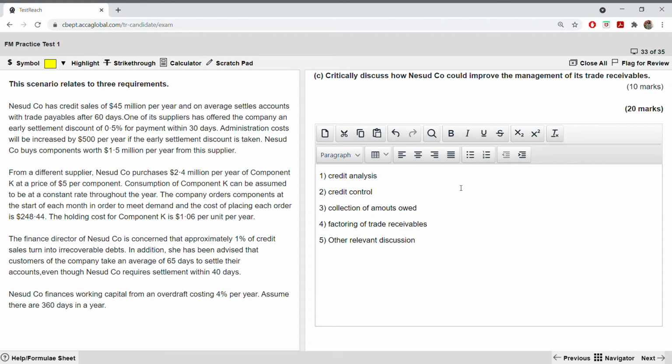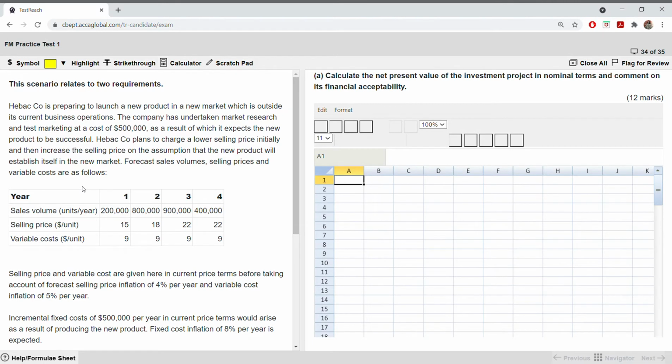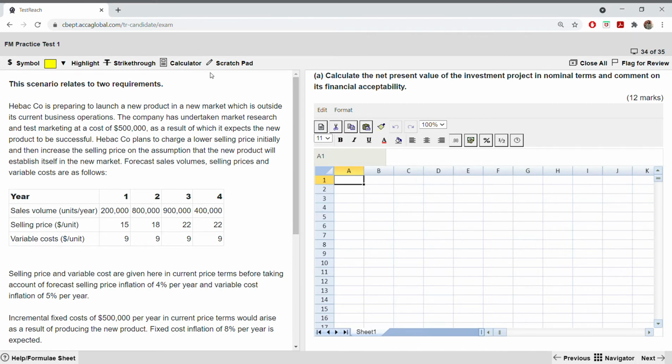Okay, so now let us go to the next one, and this is a new case study. This is the second scenario. Based on this we have 2 questions, this one and the next one. So this is one before the last. Calculate the net present value. Definitely the calculation of net present value, an investment appraisal topic, will come in section C. At least one question will come, so be prepared for your net present value. Calculate net present value of the investment project in nominal terms and comment on its financial acceptability. 12 marks.